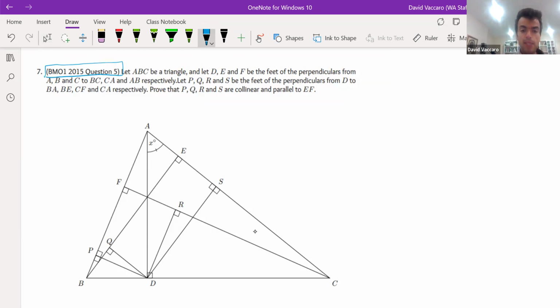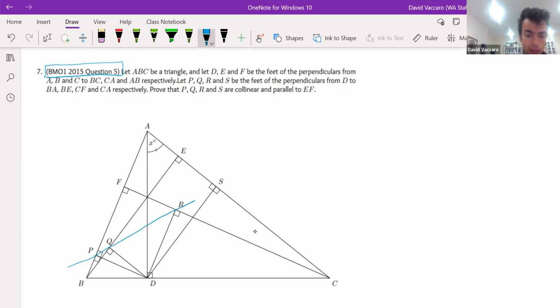So it says, let ABC be a triangle, and let D, E, and F be the feet of perpendiculars from A, B, and C to BC, CA, and AB. I have made this BMO question a little bit easier because I've drawn the diagram, so you can just trust me that the diagram reflects what's said here. And then it says, let P, Q, R, and S be the feet of the perpendiculars from D to BA, BE, CF, and CA, and I've illustrated there. And then it says, prove that P, Q, R, and S are collinear.